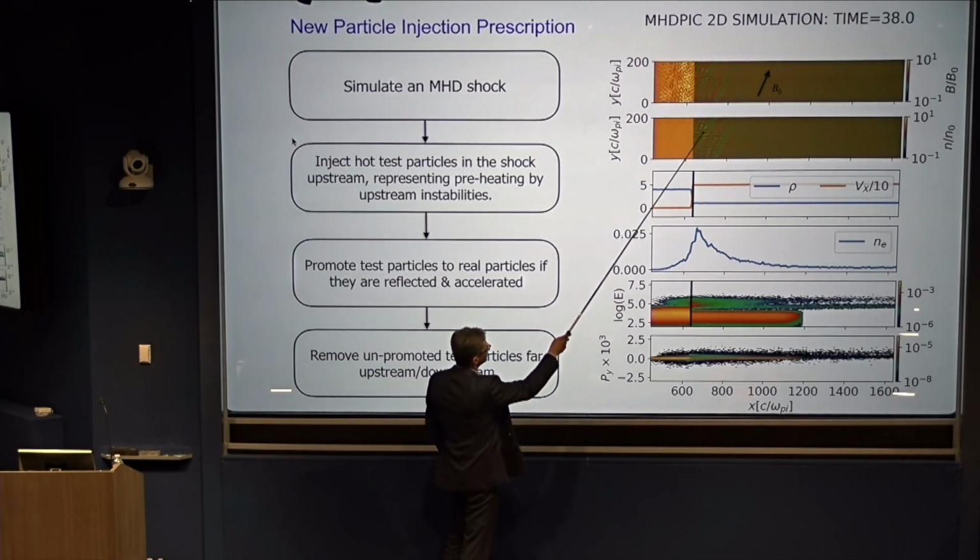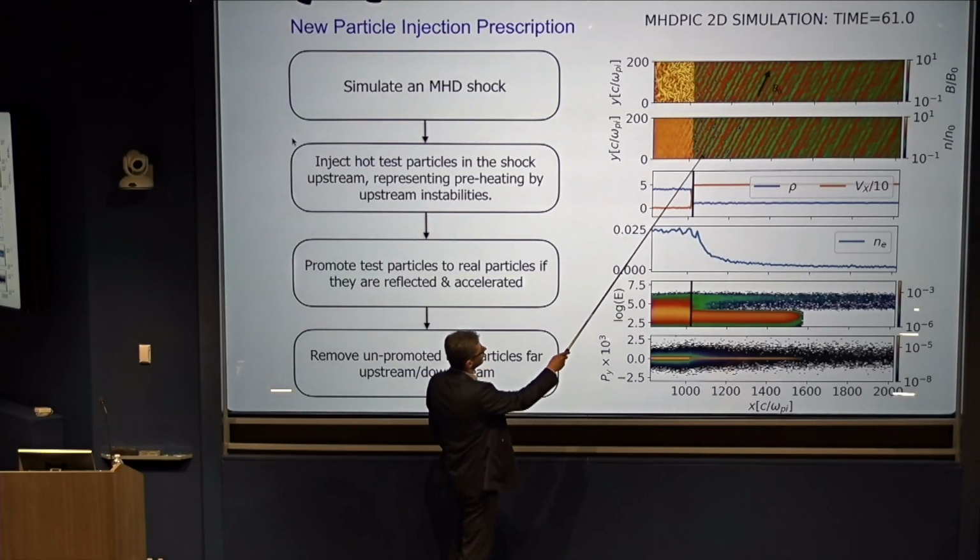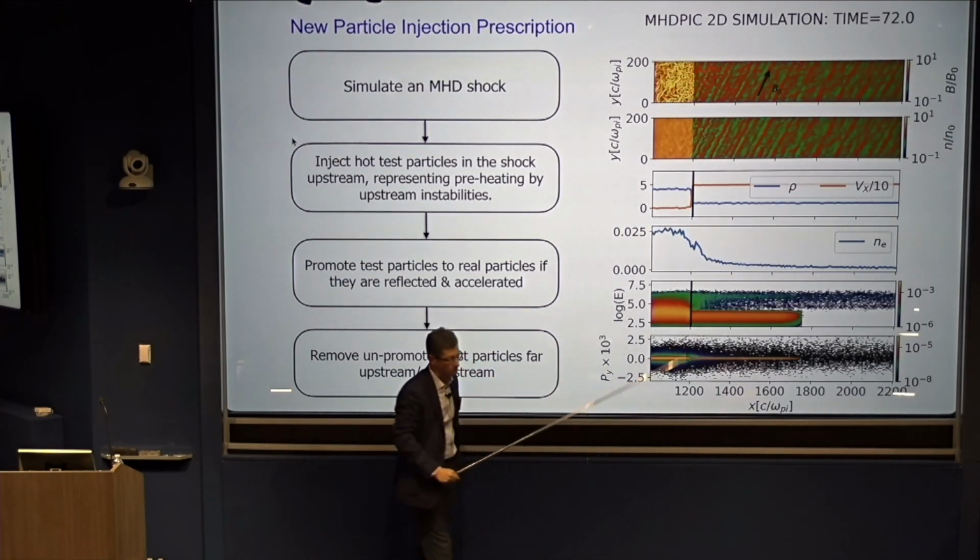So the magnetic field is like that. You can see that some of these test particles get reflected. We start promoting them. They start driving waves.